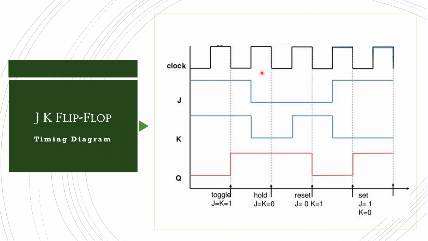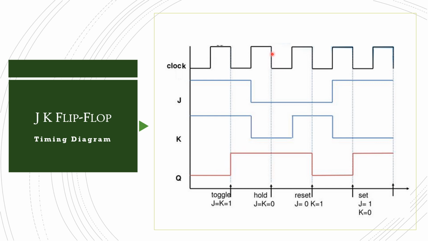Now let's discuss the timing diagram of this JK flip-flop. Here we are considering a negative edge triggered JK flip-flop. At the first negative edge of this clock pulse, the J value is 1 and K value is 1. That means the flip-flop should move to the toggle state. Previously it is in the 0 state, so it should move to the logic 1 state.